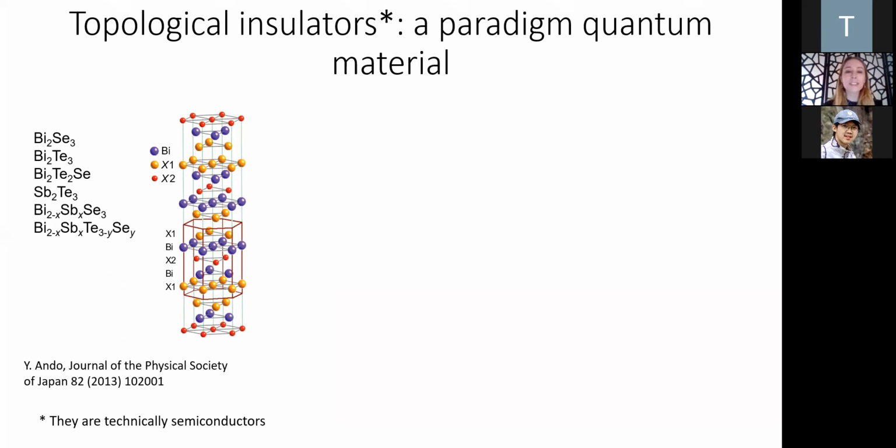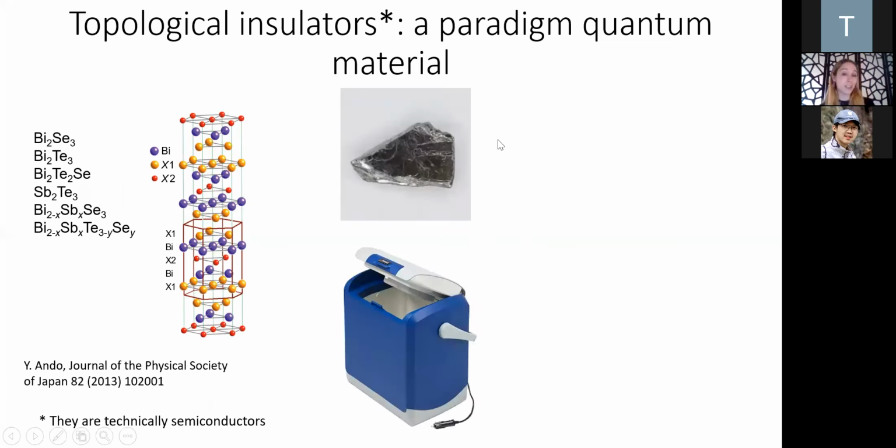But they were actually studied for a long time in the context of thermoelectrics. So this is what they look like. They look like little silver rocks. And these are materials that have been studied for decades, since the 50s. And they were well known to be thermoelectric materials. Those are materials where you can make a temperature gradient across the material to create a voltage gradient, or do it the other way, apply a voltage to create a temperature gradient.